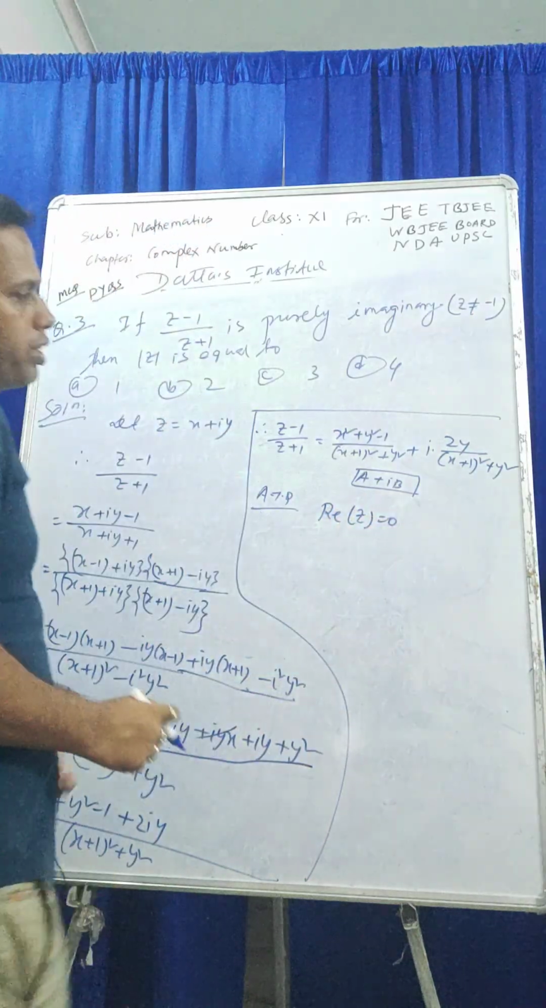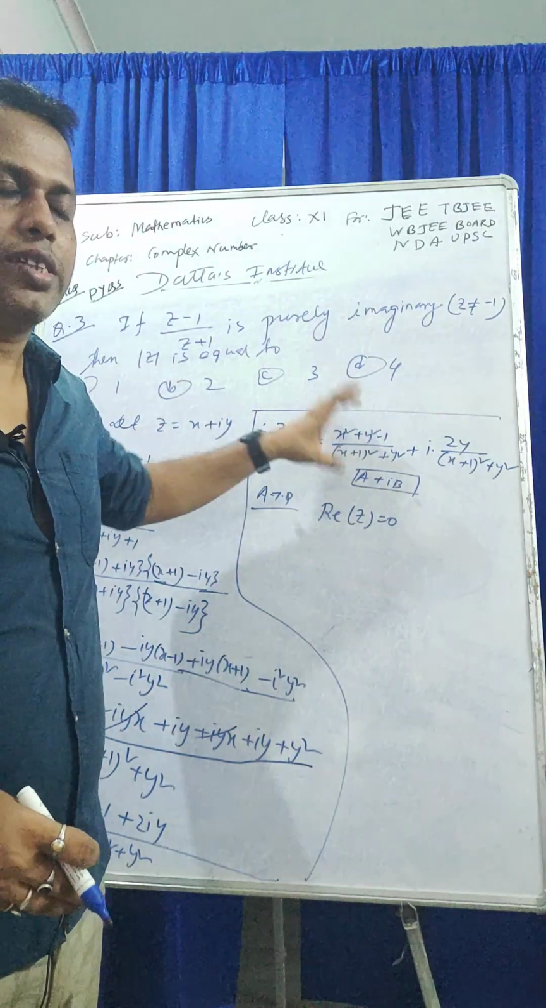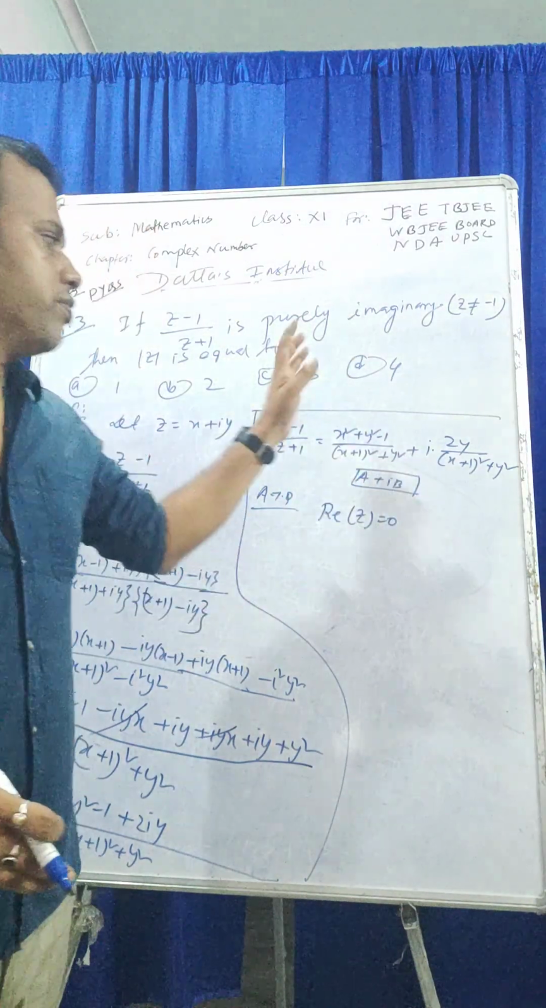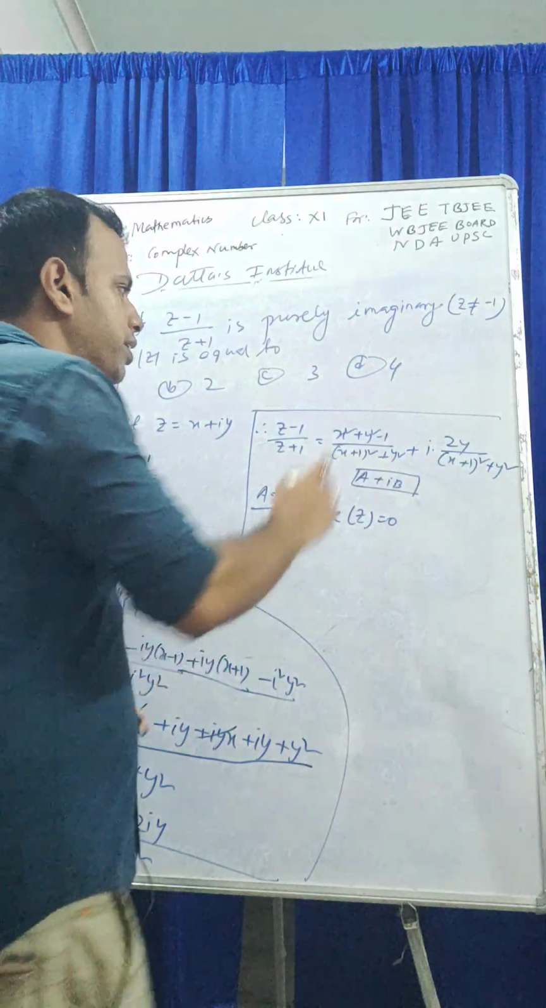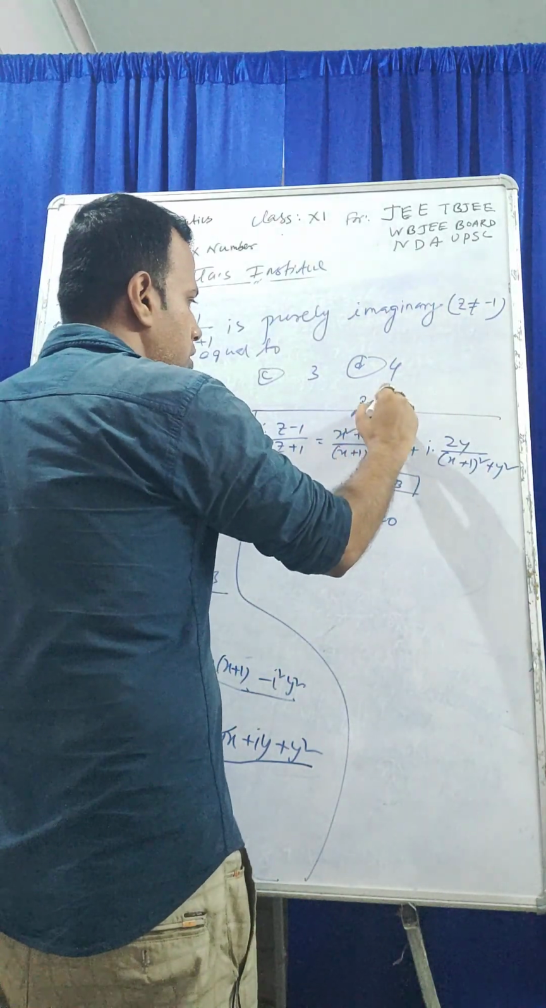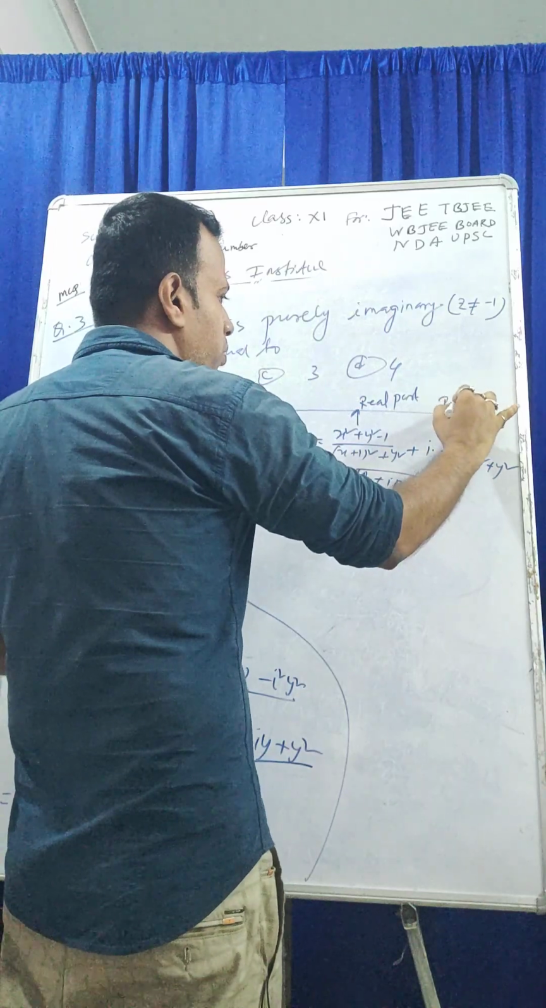So look here, which part is the real part of z? This one is the real part. Real part means without i. This one is the real part of the complex number, and this one is the imaginary part of the complex number.